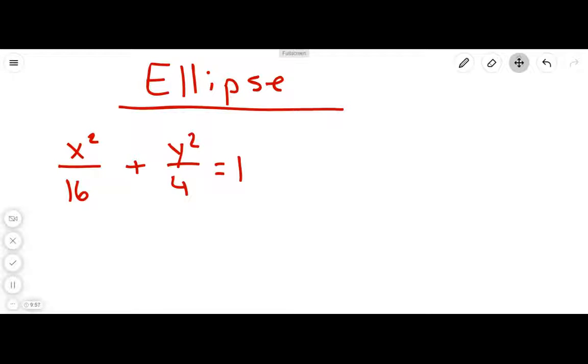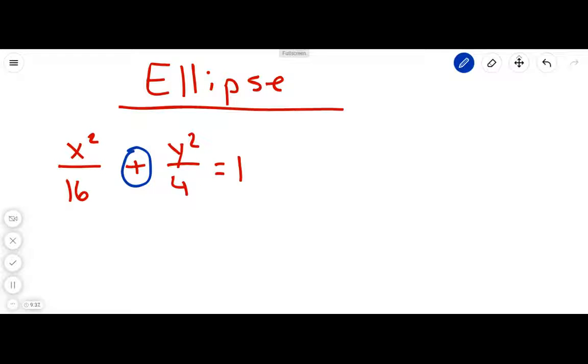Here we have an example of an ellipse. How do we know that this is an ellipse? We know it because whenever it's x squared over a plus y squared over b equals 1. If you see a plus and you see x squared and y squared, that's an ellipse. If you see a minus, that would be a hyperbola.